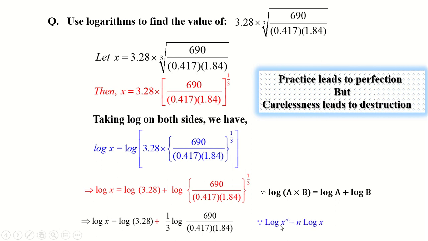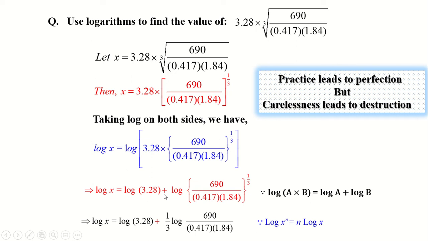Following this law, log of x to the power n is written as n log of x. Exponent of argument of logarithm is written before the log. Remember that. Following this law, we may write 1 by 3 log of 690 over 0.417 into 1.84. Remember that if you do not replace this sign of multiplication into addition, this step will be incorrect.